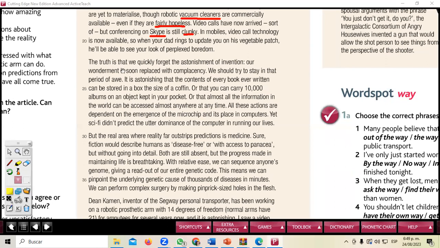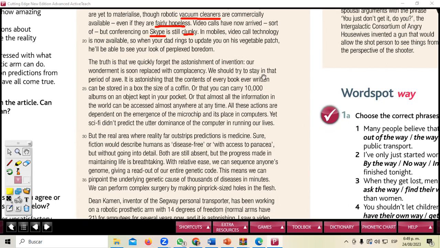Okay, teacher. The truth is that we quickly forget the astonishment of invasion. Our wonderment is soon replaced with complacency. We should try to stay in that period of awe.